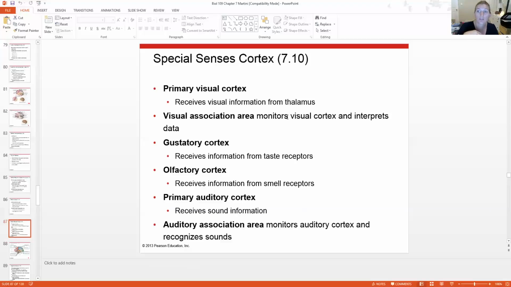The gustatory cortex receives taste information, the olfactory cortex receives information from smell, and the primary auditory cortex receives sound information. Then the auditory association area is where you take that sound information and you understand what it means. If you've ever listened to a foreign language before, your auditory association area is like, what the heck, right? You're hearing it, that's your auditory cortex, but you have no association.